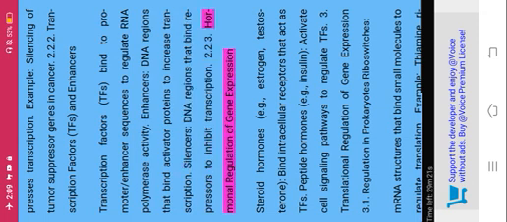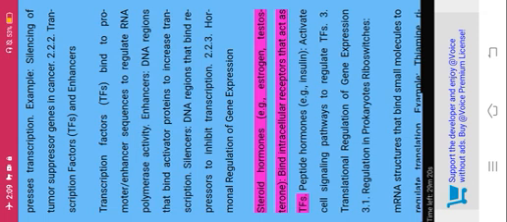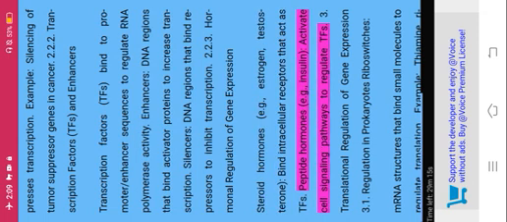2.2.3. Hormonal regulation of gene expression. Steroid hormones, e.g., estrogen, testosterone, bind intracellular receptors that act as TFs. Peptide hormones, e.g., insulin, activate cell signaling pathways to regulate TFs.